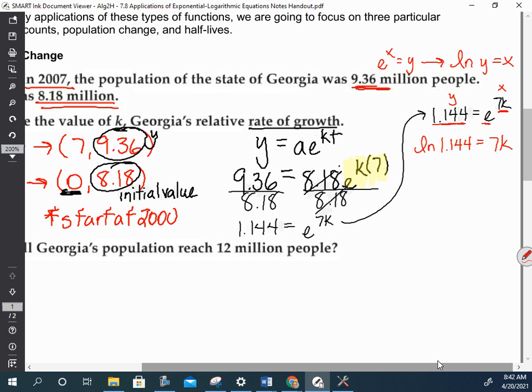Go ahead. Where do we find the natural log part in our calculator? Natural log is next to the number 4, to the left of number 4. All right. So natural log 1.144 is 0.135. Divide both sides by 7. You get 0.019 equals k.